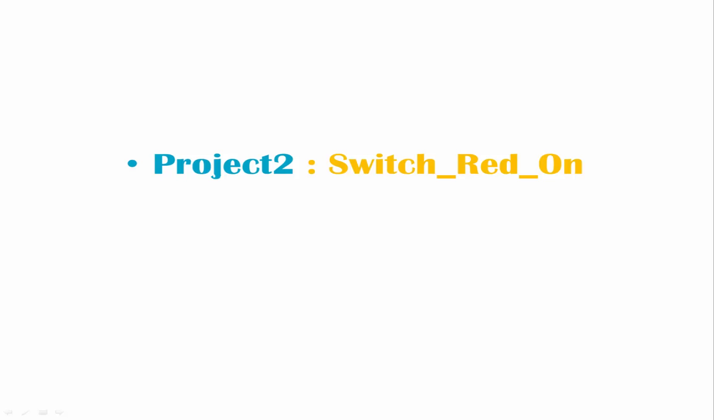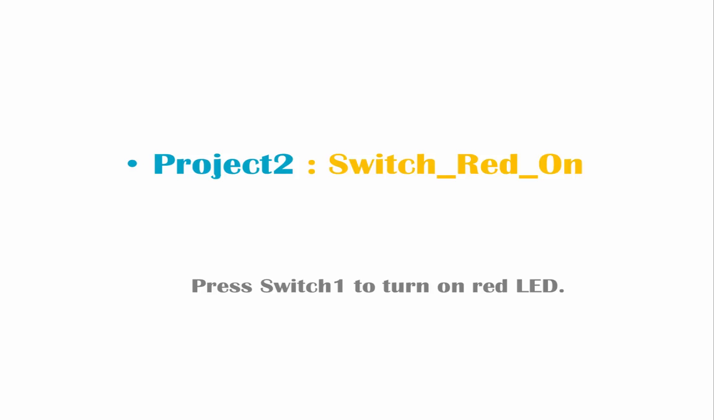I hope you really enjoyed writing your first assembly code. Now we move on to the second project, and this one is switch red on. Like the name implies, there is a switch involved. So this is an increment over project one, and we would press switch 1 on the microcontroller board to turn on the red LED rather than keeping it on all the time. We would have to press switch 1 and keep it on.